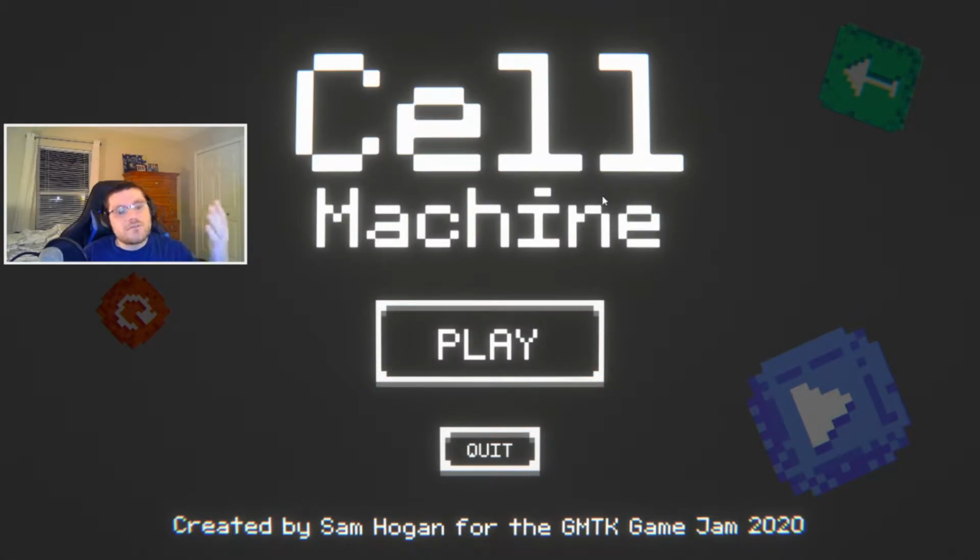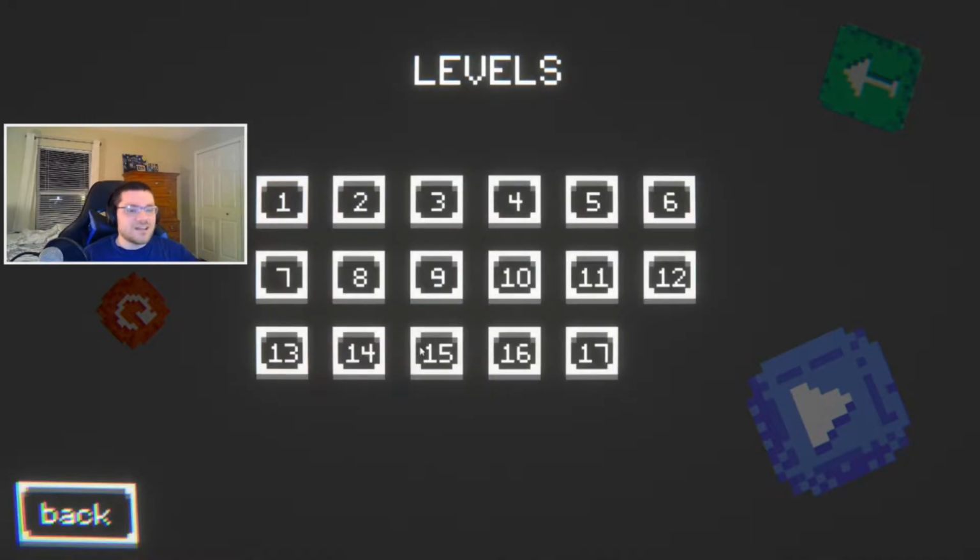Although this is sort of in a similar vein, here in Cell Machine the way it works is completely different and requires a lot of thinking. Similar to a puzzle game of sorts. You know I like my puzzle games. Why don't we go ahead and explore this one, shall we? With 17 levels, I wonder how far we can go.